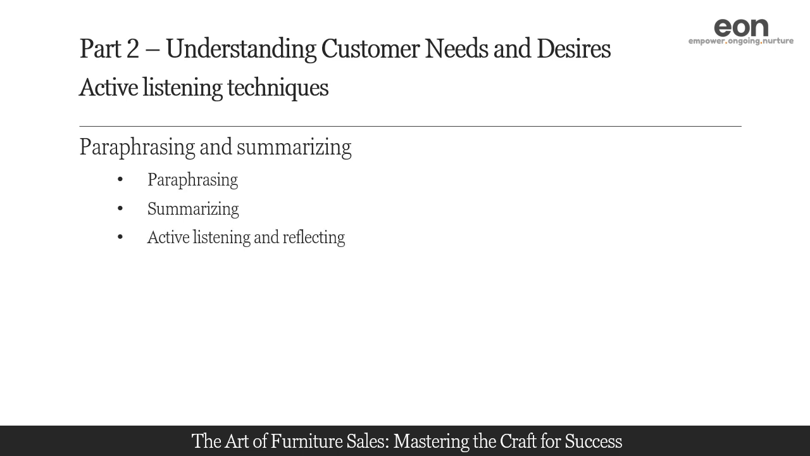Active listening and reflecting. To effectively paraphrase and summarize, active listening is crucial. Pay close attention to the customer's words, tone, and nonverbal cues. Reflect their emotions and concerns back to them as accurately as possible. This not only shows that you are actively engaged, but also helps build rapport and trust. Use phrases like, "It sounds like," or "If I understand correctly," to initiate your paraphrasing or summarizing statements. By actively listening and reflecting, you create an environment where the customer feels valued and understood.